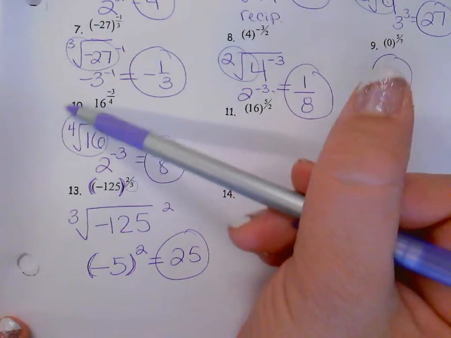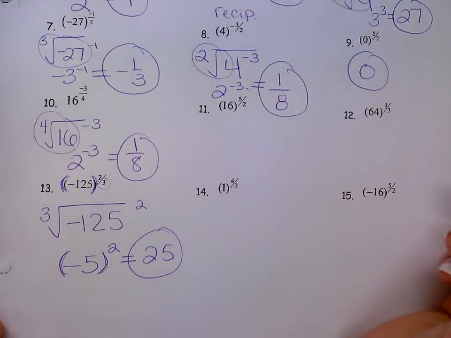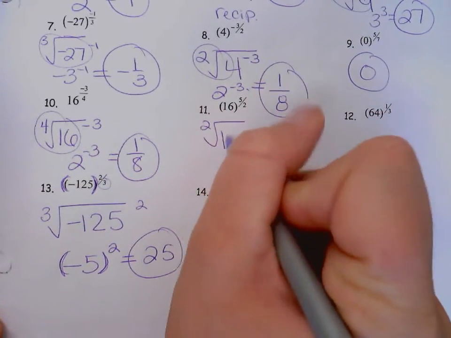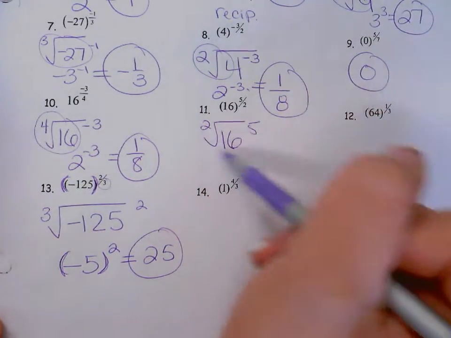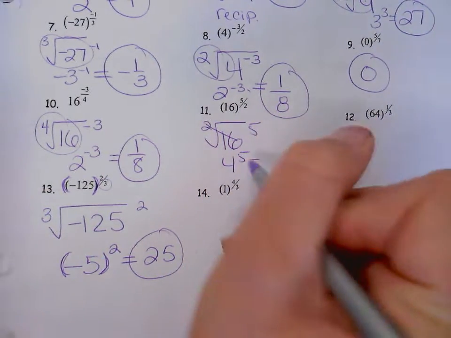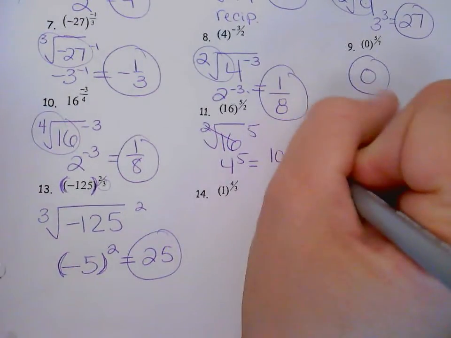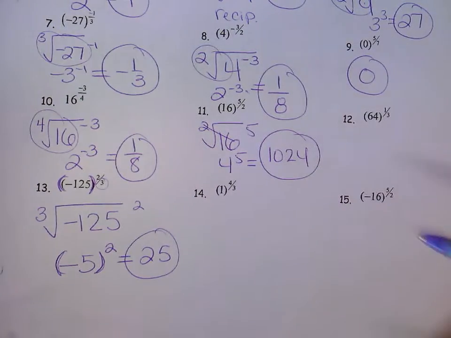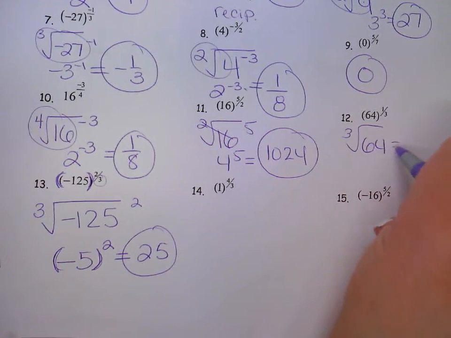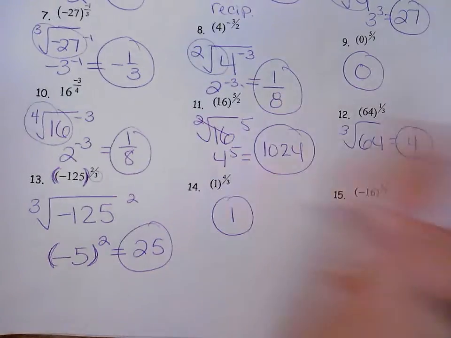So to me, number 10 is like the hardest type of problem that you'd have to do without a calculator. Same thing with number 11. This doesn't have any negatives, but it's the square root of 16 and then the 5th. I need a calculator for this one, right? Because I don't know 4 to the 5th power. So I would not expect you to be able to do that without a calculator. 4 to the 5th is 1024. Maybe if you had your power table, you could do it. But you should know the cube root of 64 by heart. That's 4. Perfect cube. 1 to any power is always 1.